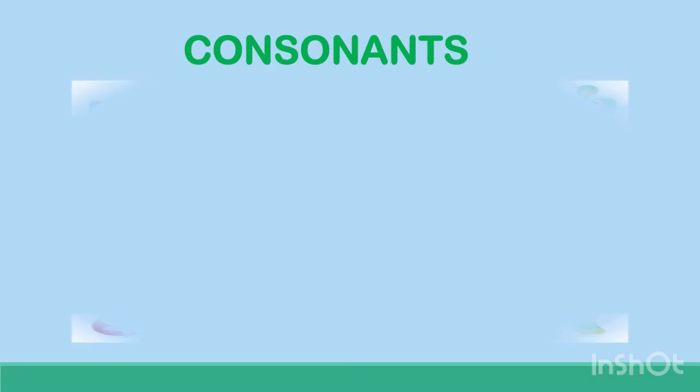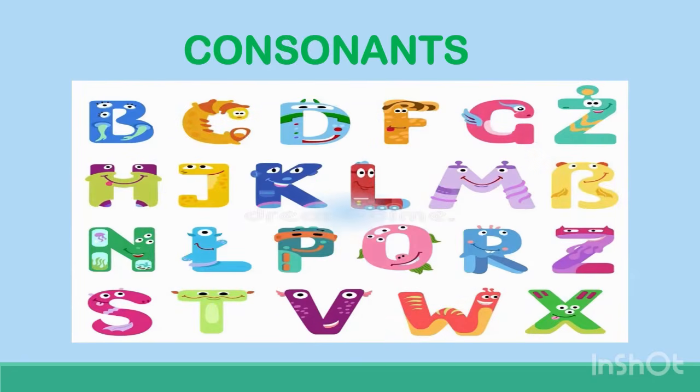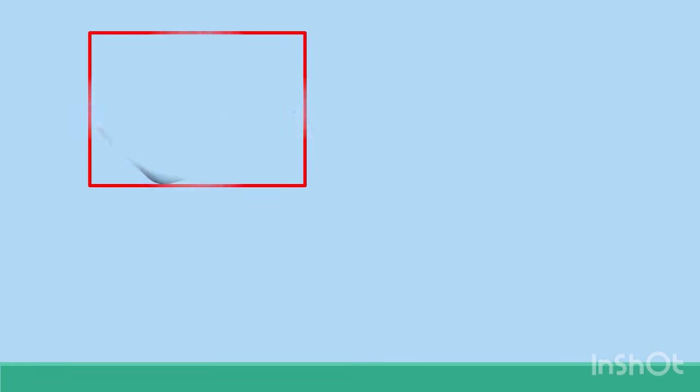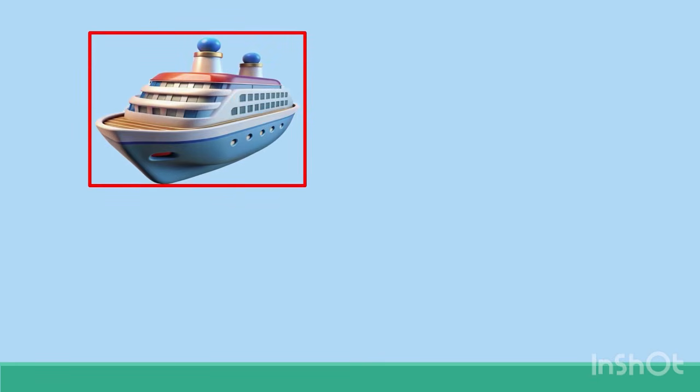Now let us go with consonants. We need to remember that A, E, I, O, U are vowels. The rest of the letters are consonants. We use a before singular nouns which begin with consonants. Okay children, now let us go with some examples.